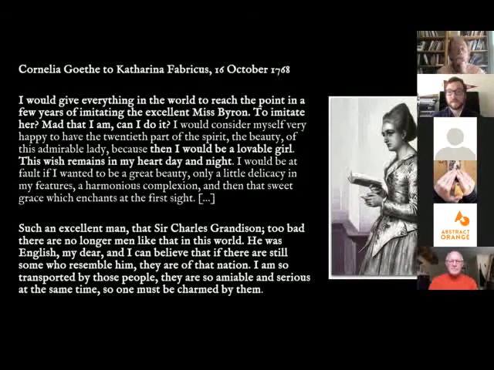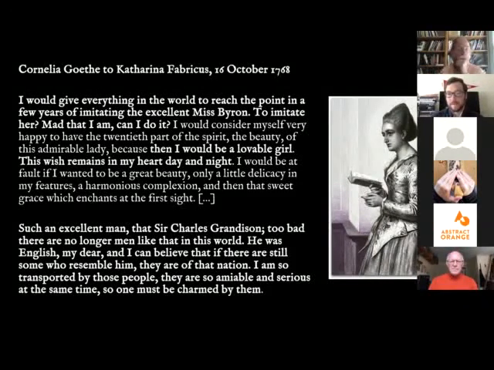To further illustrate this point, Cornelia wrote to her friend Katharina Fabricius in an October 1768 letter, quote, "I would give everything in the world to reach the point in a few years of imitating the excellent Miss Byron. To imitate her, mad that I am, can I do it? Then I would be a lovable girl. This wish remains in my heart day and night," end quote.